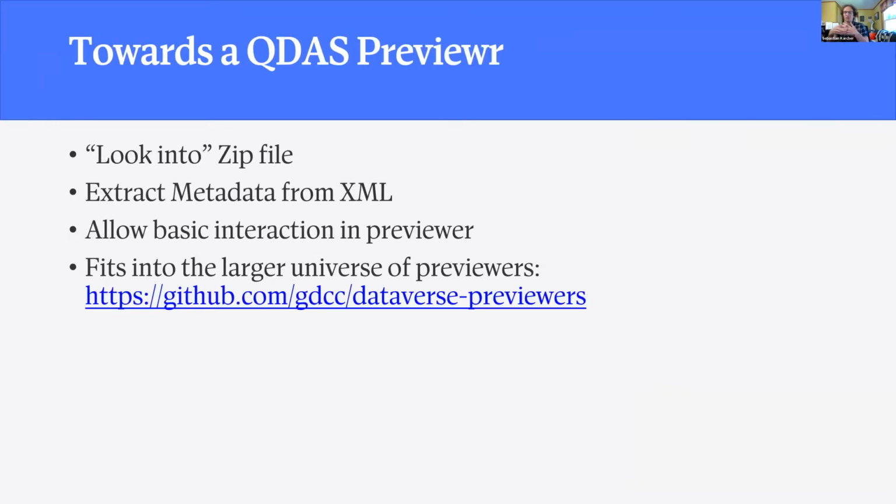And so what we've started to do is, when you upload a file that meets the MIME type, we look into the zip file, we extract the metadata from the XML, and then we use essentially the Dataverse previewer structure that you're familiar with from a bunch of other applications that you've already seen to display that information and allow very basic interaction in a previewer.